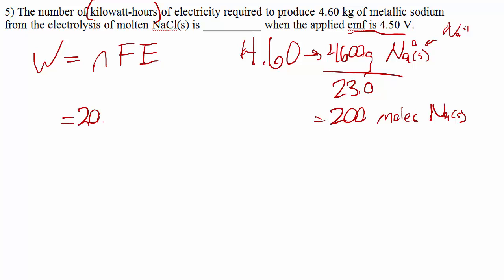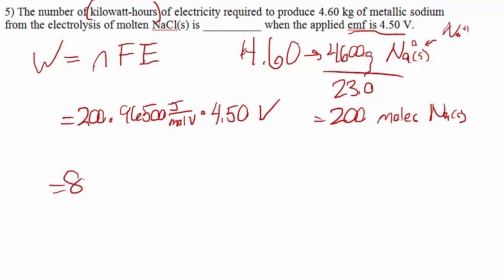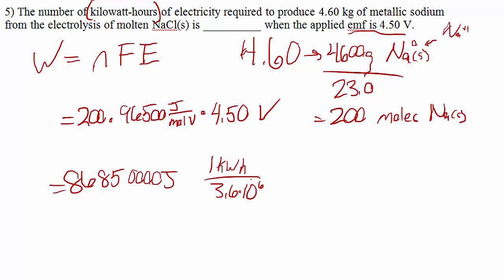So the work equals 200 times the Faraday constant of 96500 joules per mole volt, times the 4.50 volts. When we plug and chug, we get 8685 with 4 zeros after, joules. And now the important conversion here is 1 kilowatt hour is 3.6 times 10 to the 6 joules.